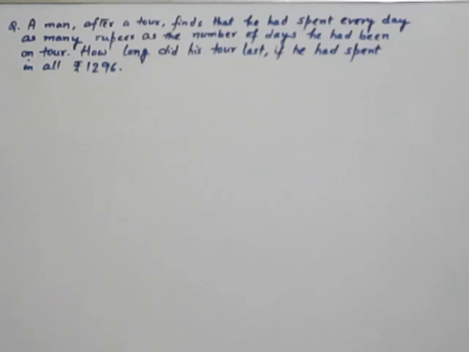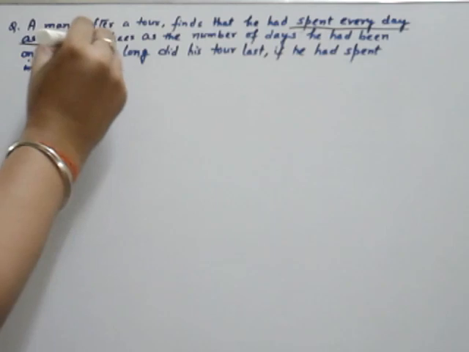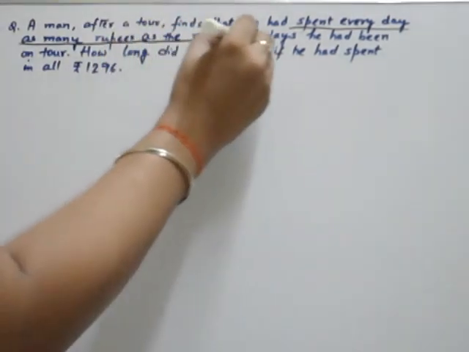The question is, a man after a tour finds that he had spent every day as many rupees as the number of days he had been on tour. How long did his tour last if he had spent in all 1296? Here given he had spent every day as many rupees as the number of days.